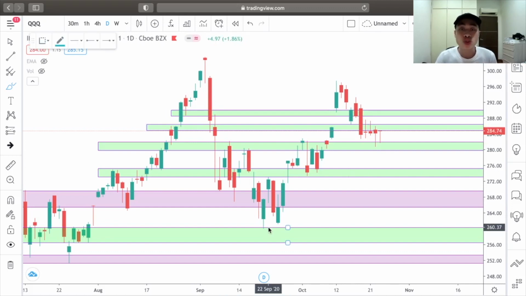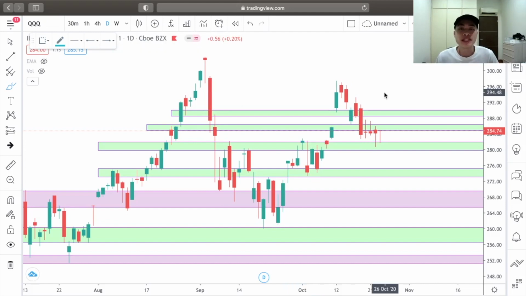At this level of around 260, prices managed to find support here. And after finding support here, prices managed to push to the upside. But in the most recent 2 weeks, prices declined quite a bit. But overall, we are still on an uptrend because prices are making higher lows. So here, compared to here, compared to here. So despite the decline, prices are still making higher lows and higher highs. Therefore, we are still on an uptrend.